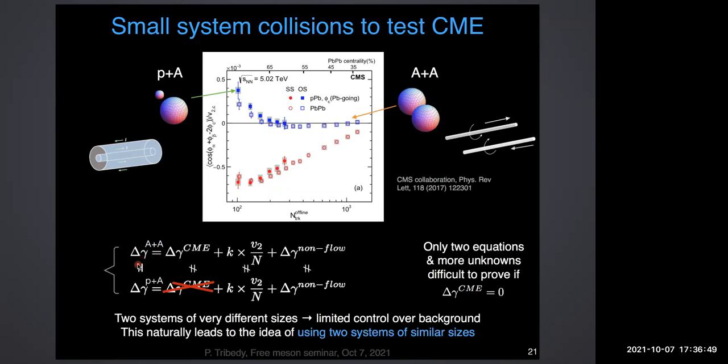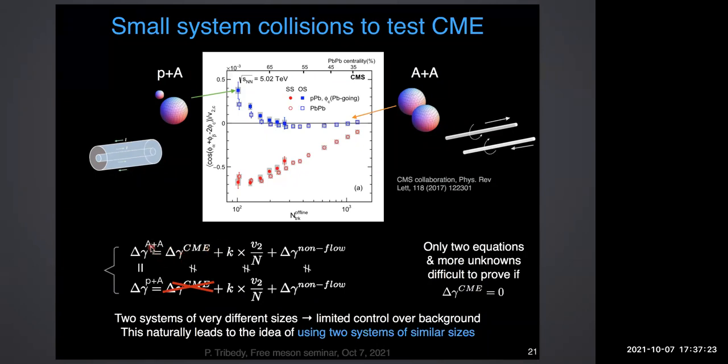Now in the AA system, back to my equation, I have a signal, background 1, and background 2. We know the left-hand side, the measurement, is the same as in pA, but we know that there will be no signal in this small system, but there will be background 1 and background 2. So the left-hand side is the same. What we are after is: can we prove from this that the CME term in AA is zero or non-zero?